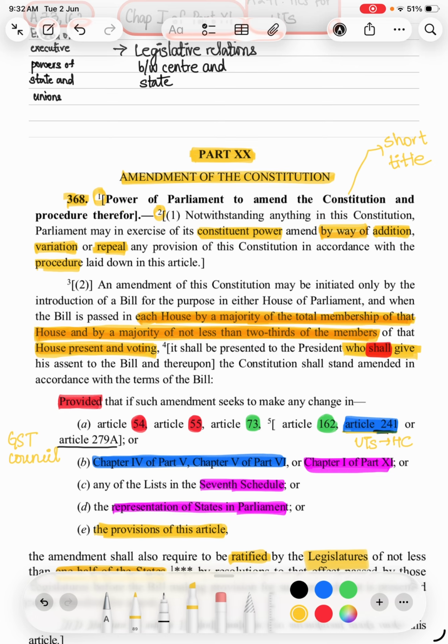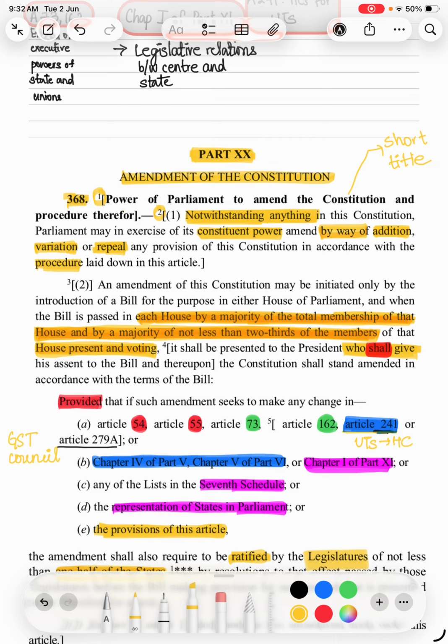It is written: Notwithstanding anything in this constitution. First, you should know the meaning of notwithstanding. We don't generally use this word in our day-to-day speech, but it is a very legal term. Notwithstanding anything in this constitution means irrespective of anything that is written in this constitution, this article is more powerful than that.